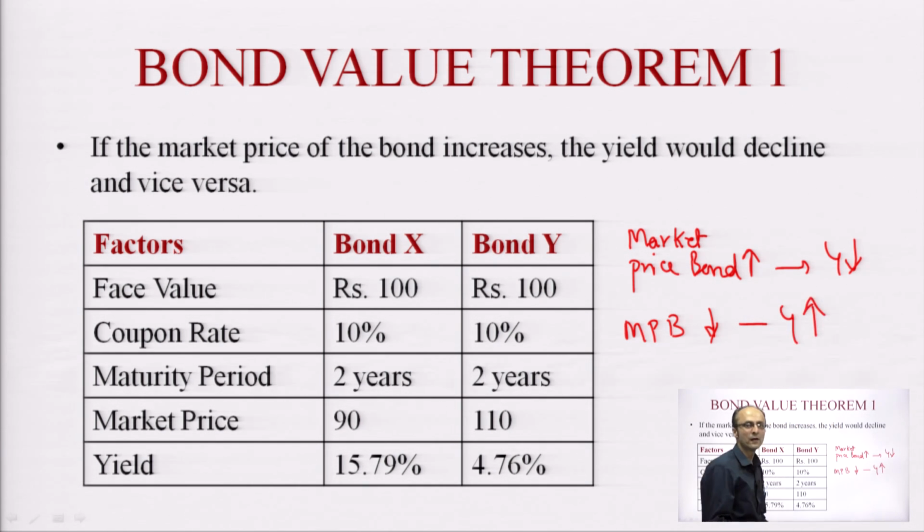Now, how can we understand this relationship between the market price of the bond and yield to maturity? See here, we have taken an example, we have bond X, we have bond Y. The face value of both the bonds is 100. The coupon rate, that is the interest rate, is also the same. The maturity period is also the same, 2 years and 2 years. Market price: currently this bond is trading at 90 and this bond is trading at 110.